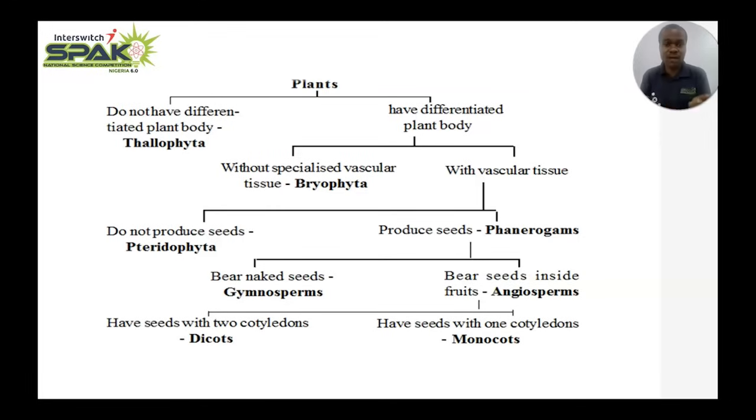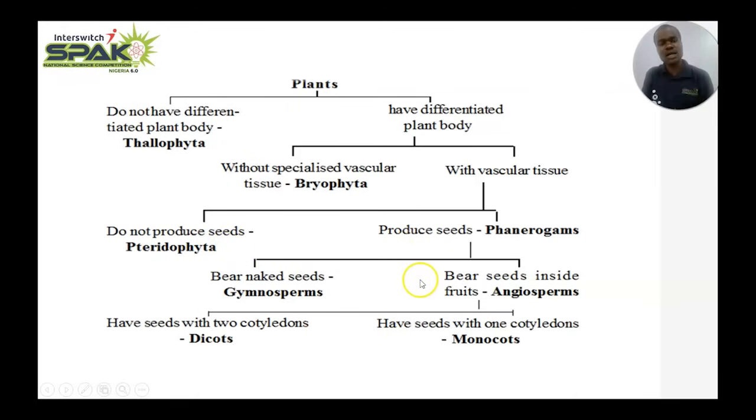But we have the vascular plants, the phanerogams. Some of them are phanerogams, those that produce seed, and some do not produce seed. Pteridophytes, the fern group, are majorly used for decoration. Most of those plants that they use to decorate houses, hotels, etc., are from this group.